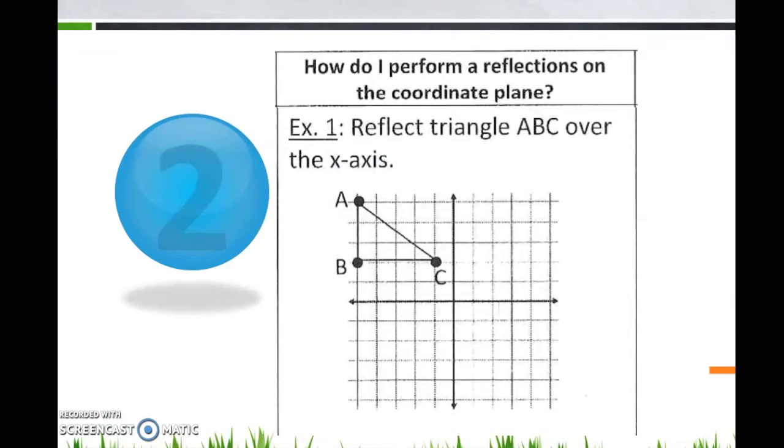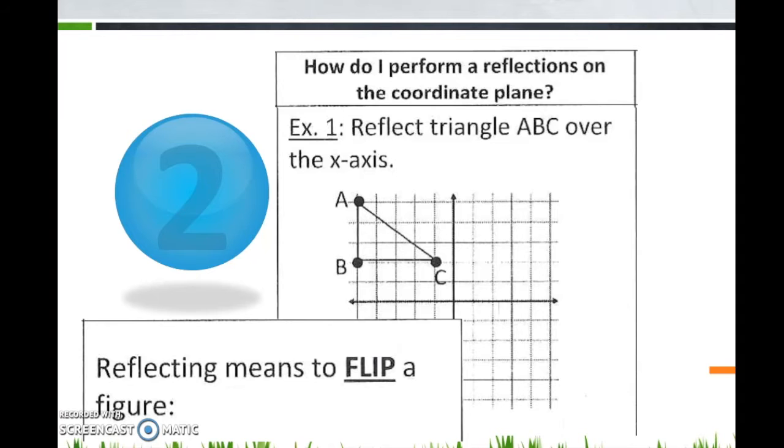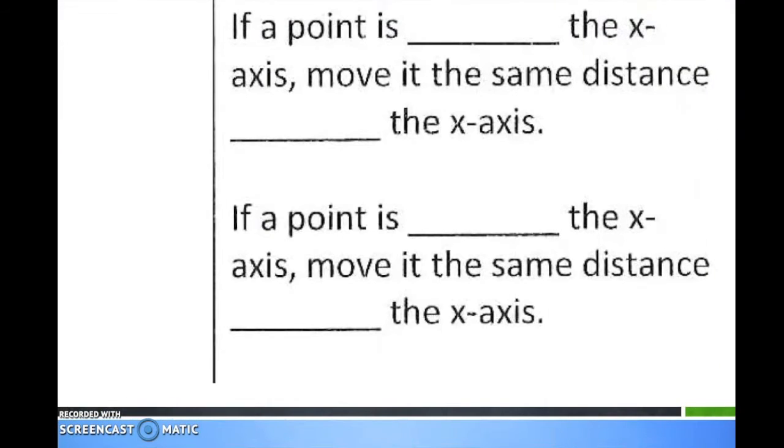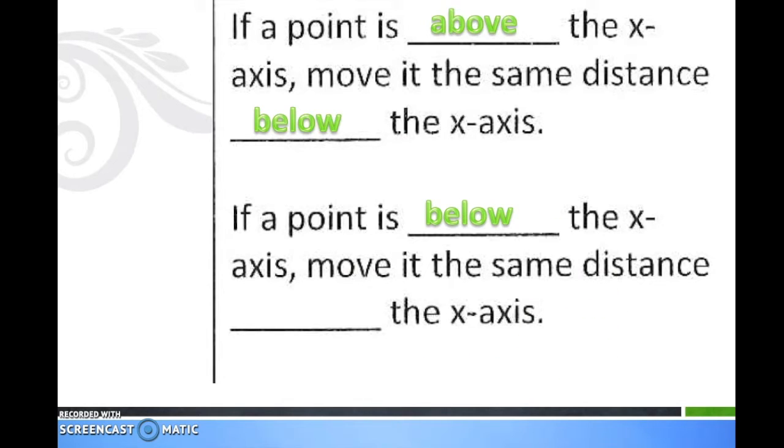Number 2. How do I perform a reflection on the coordinate plane? So we're going to take a look at example 1. It says reflect triangle ABC over the x-axis. When we're reflecting, it means to flip a figure. If a point is above the x-axis, we're going to move it the same distance below the x-axis. If a point is below the x-axis, then we're going to move it the same distance above the x-axis. So let's apply that rule.